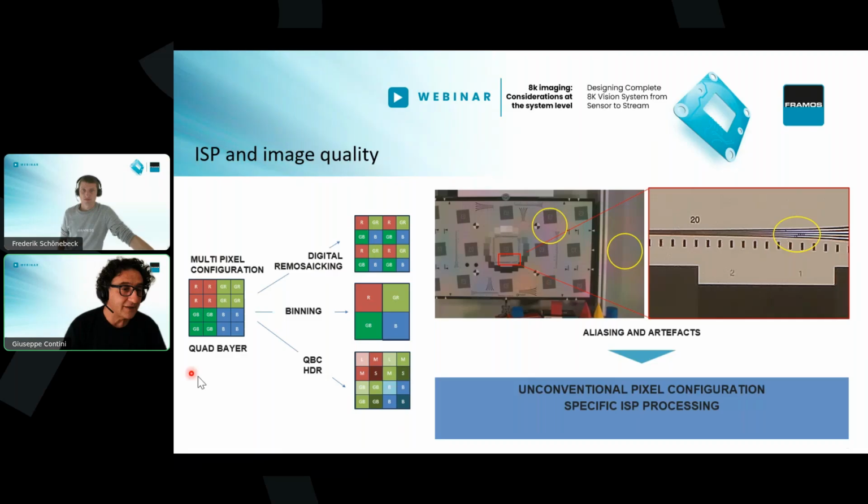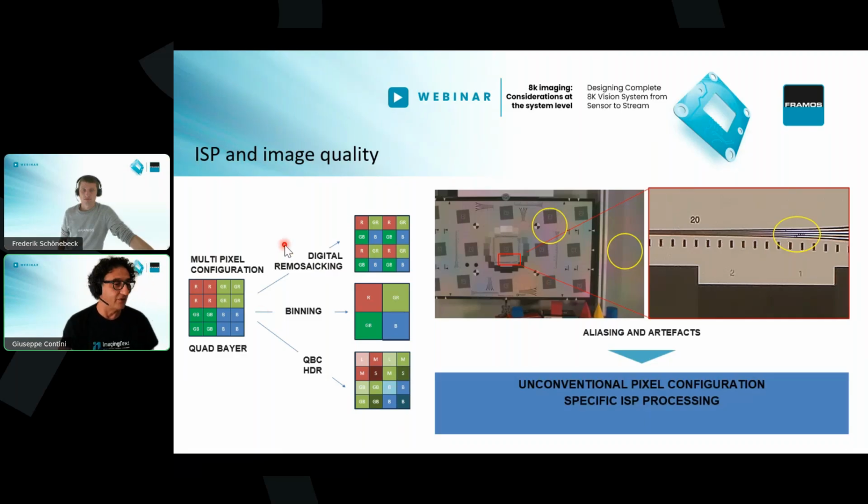That being said, multi-pixel configuration. This is also an interesting situation that you can find on very small pixel sizes, where you have, for example, to digitally recover the RGB pixel structure, or you have to deal with binning at the 4 pixel level, or you could have HDR, high dynamic range, where the pixels are used in a different way, where you have long, medium, and short exposure.